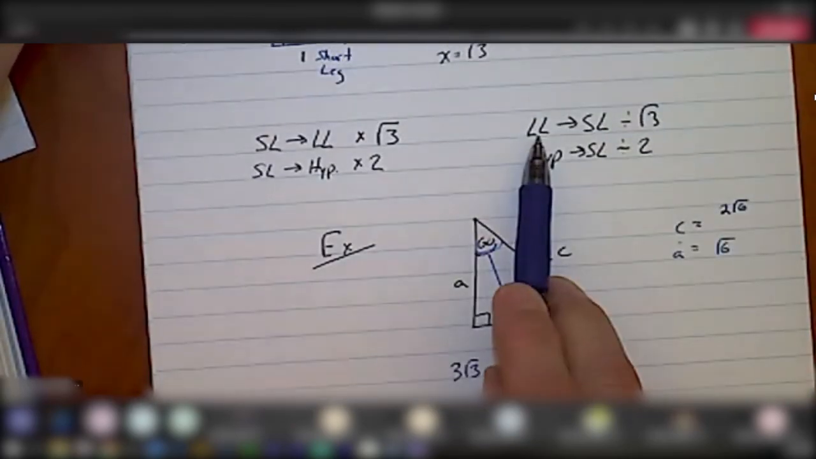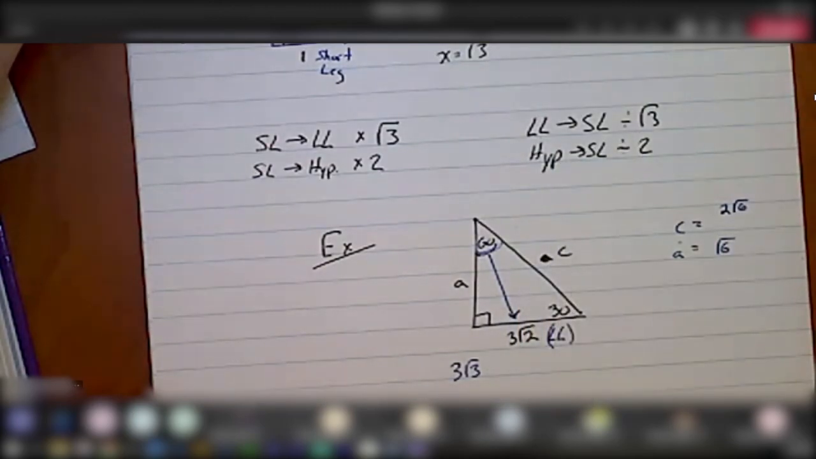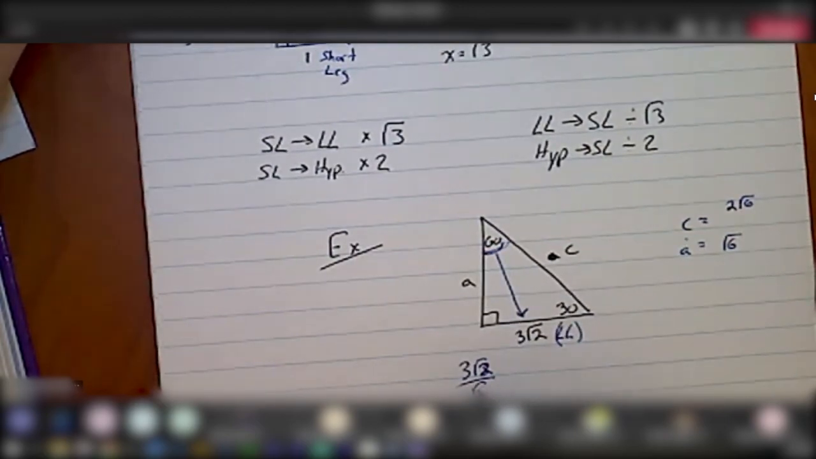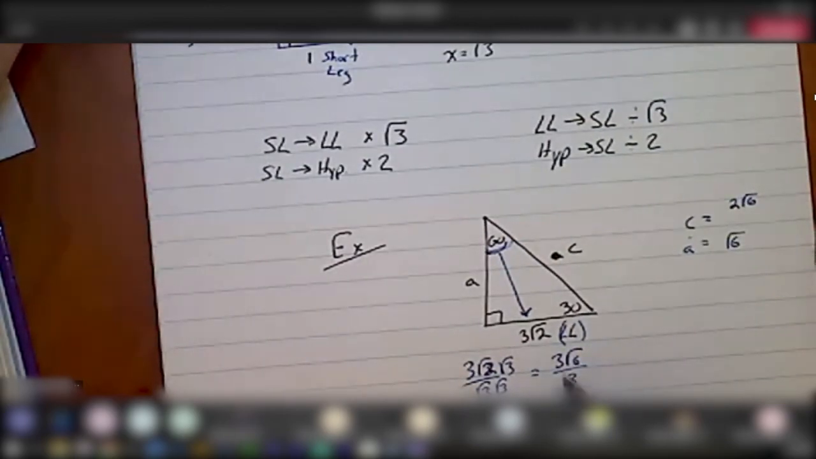To go from the long leg back to the short leg, all you need to do is divide by the square root of 3. We're going to rationalize it, and we end up getting 3 square roots of 6 over 3, which reduces nicely. So I agree, the short leg is the square root of 6.